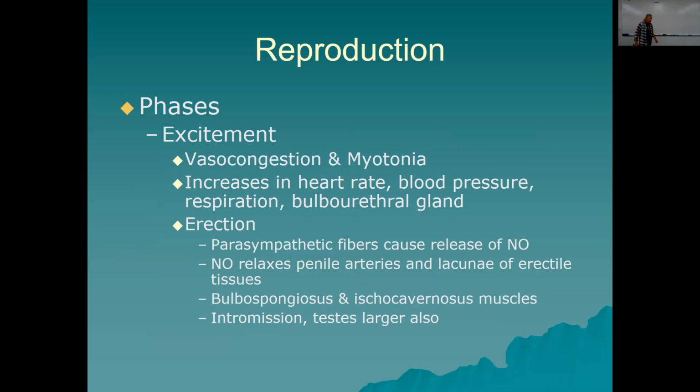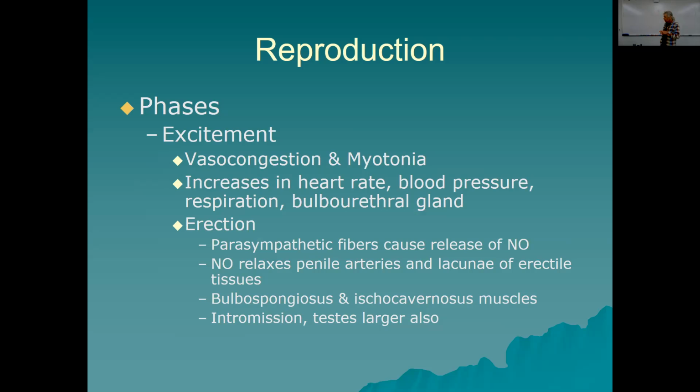Okay, the phases of male sexual response. Excitement: vasoconstriction, myotonia. So obviously the penile arteries dilate. The erectile tissue is filled up with blood during the male sexual cycle, and erection occurs. And then that's actually vasocongestion. Myotonia is stiffening of muscles, increases the heart rate, blood pressure, respiration, bulbourethral gland secretions.